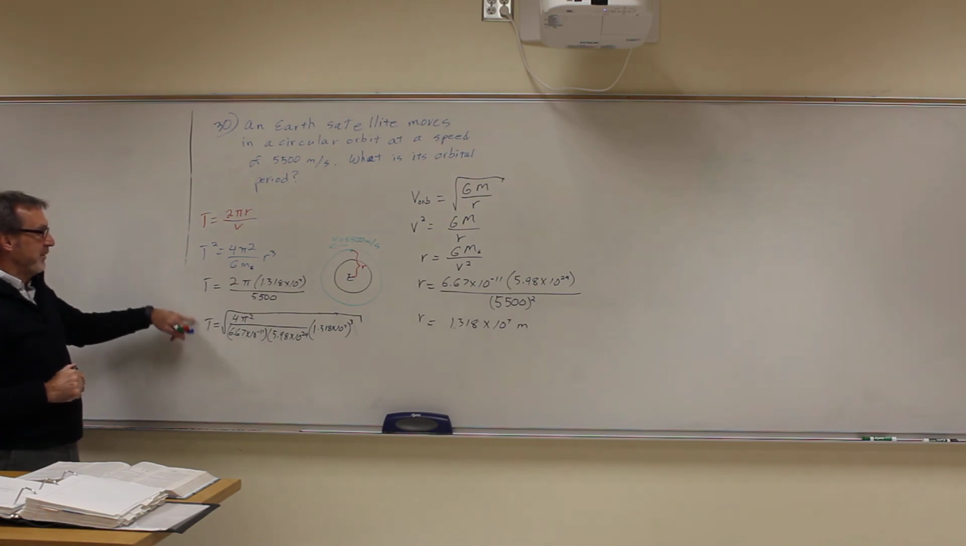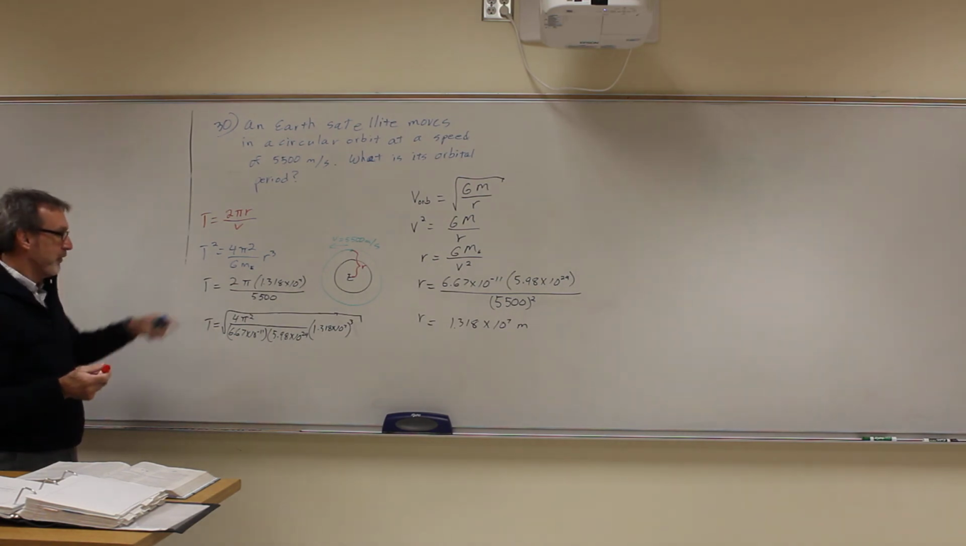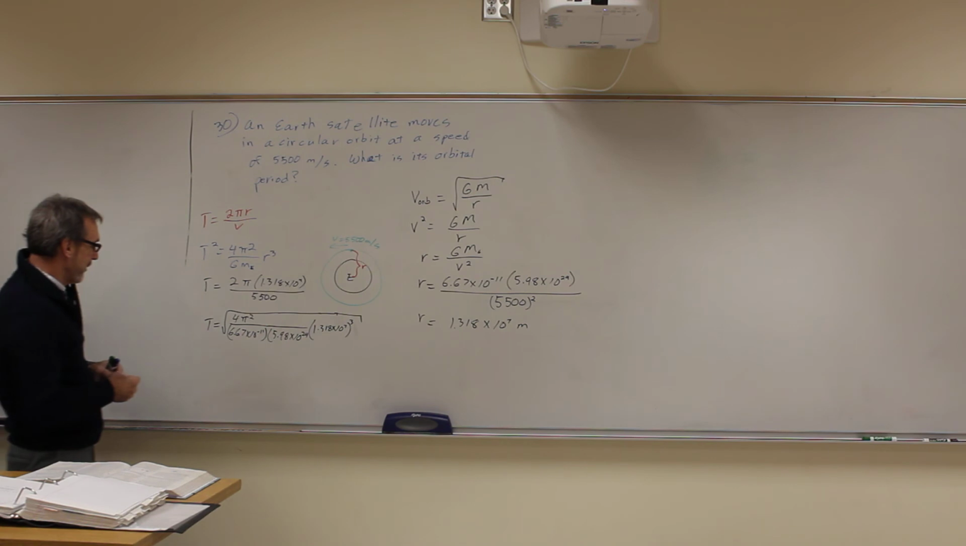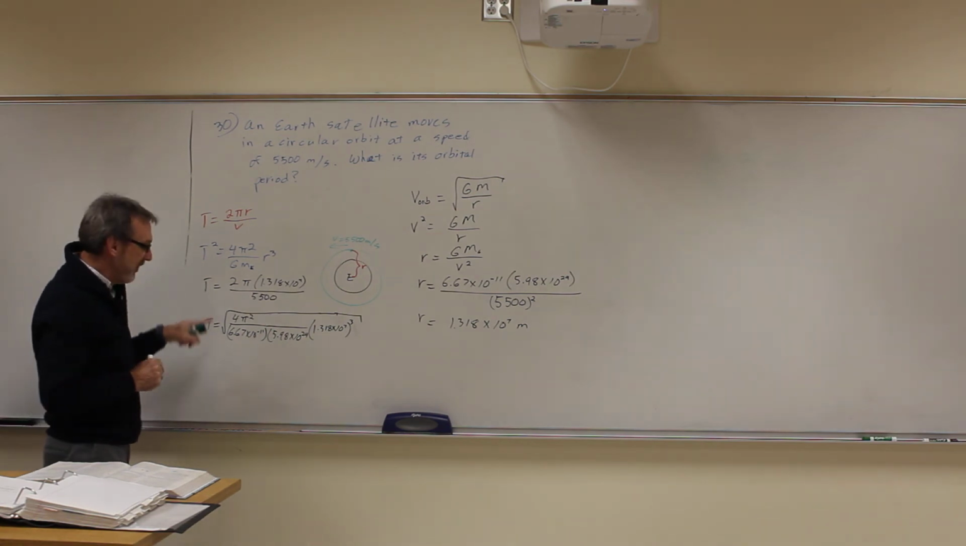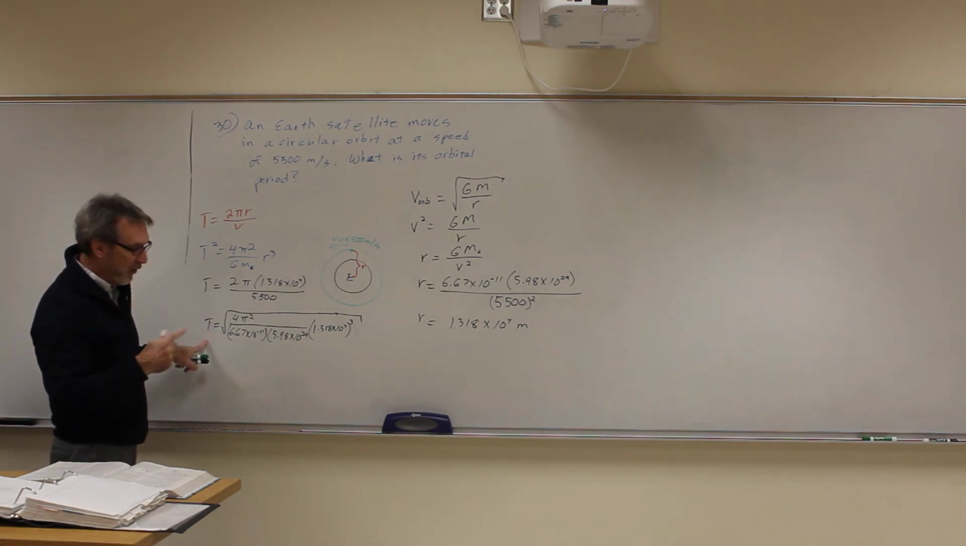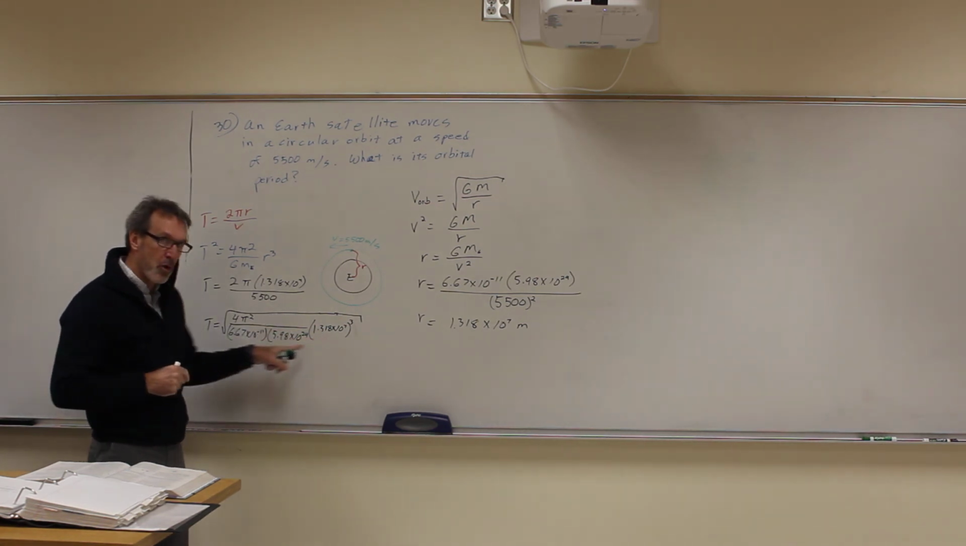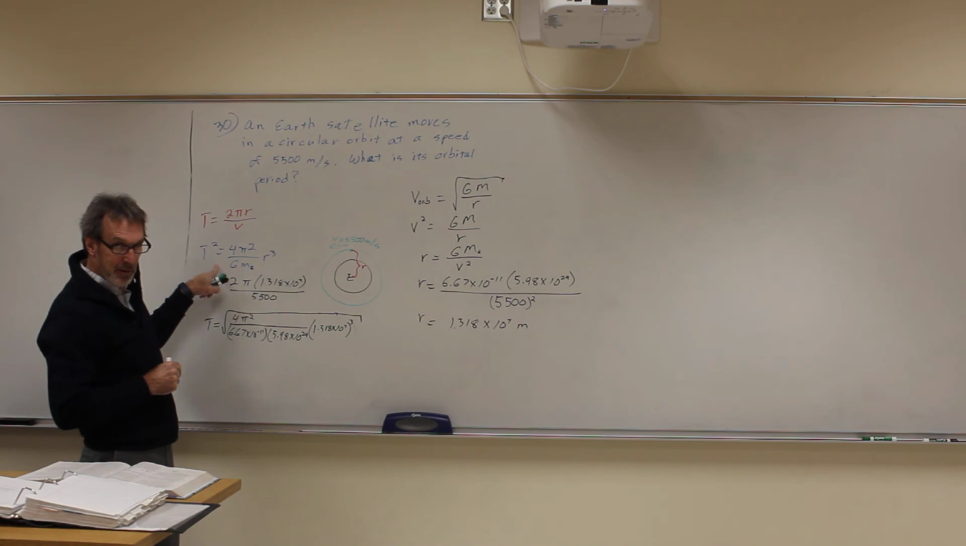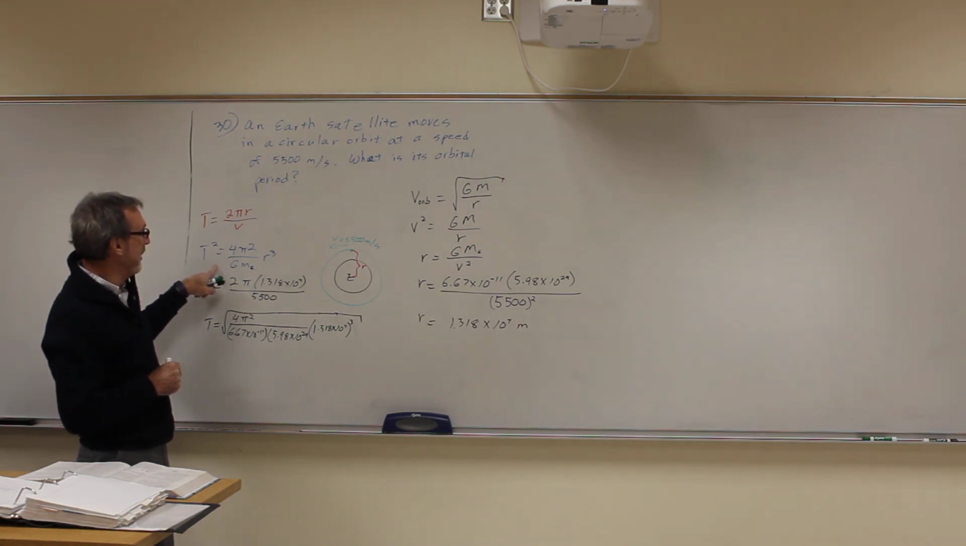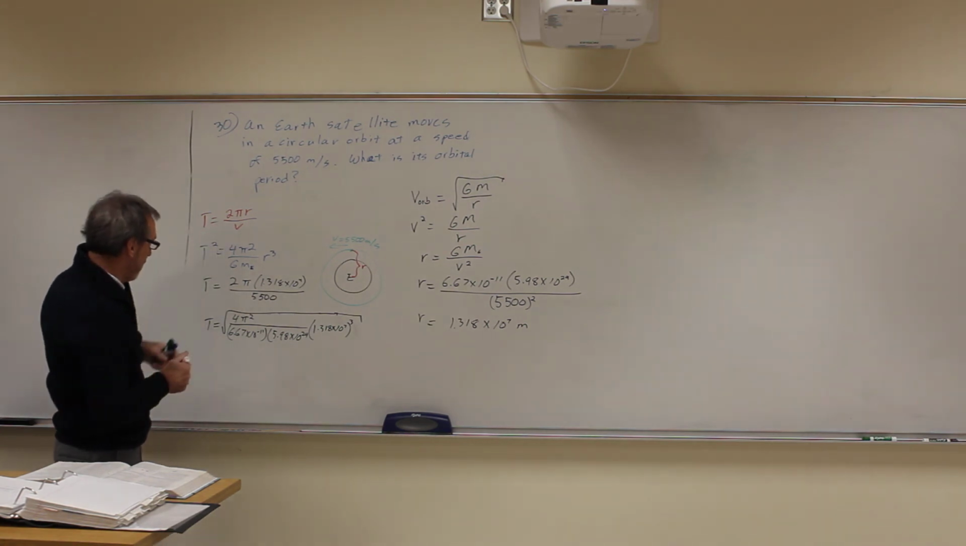Either one of these will get you the same answer. This one's a lot easier to deal with. Now this only works in circular orbits. This works in elliptical orbits as long as you replace r with a, the semi-major axis. So this one's a more general equation. It can handle things much better than this one. This one works great for circular orbits.